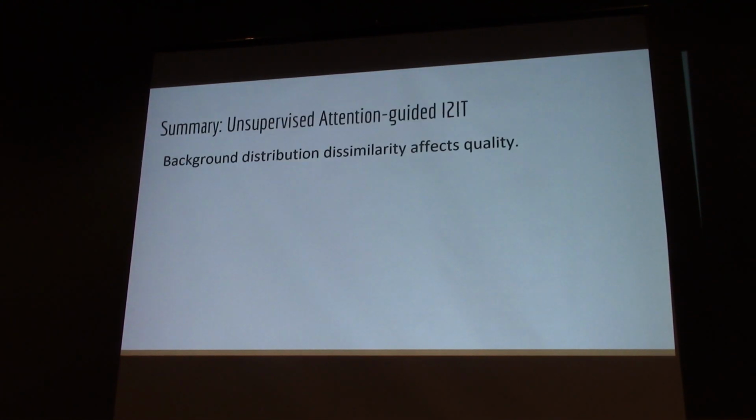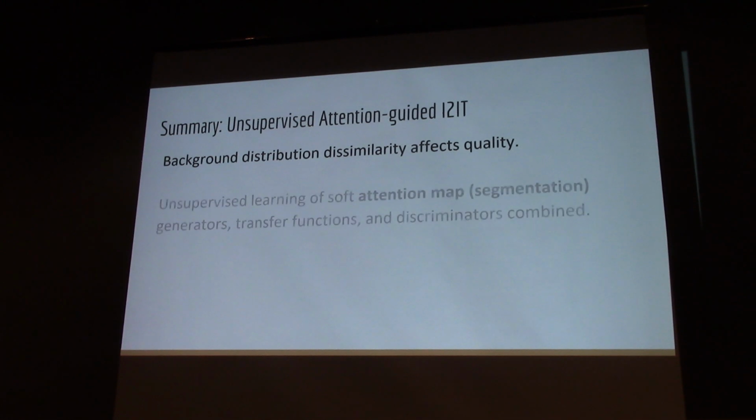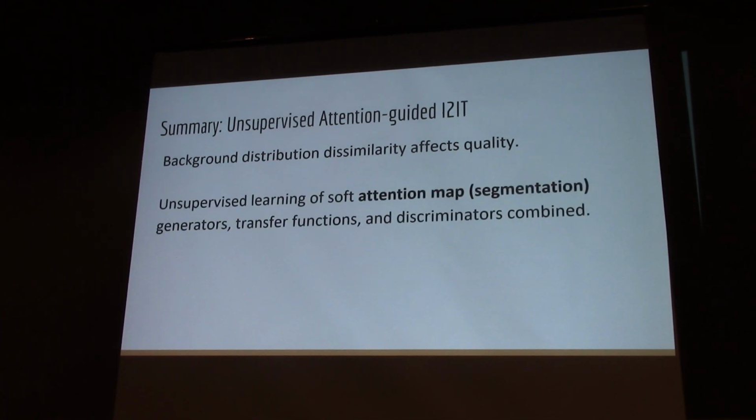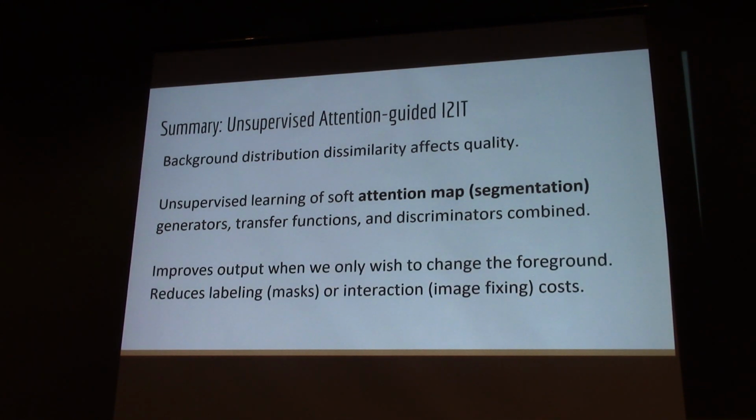Okay, so to summarize, representing this foreground and background distribution separately can be helpful for us sometimes if our task is only to translate the foreground. And so we can learn in an unsupervised way this soft attention map that can help us disambiguate these two. And that this can improve the quality of the image overall by separating out the background component from the foreground component that the generator has to do.